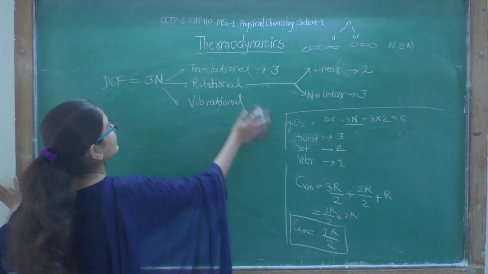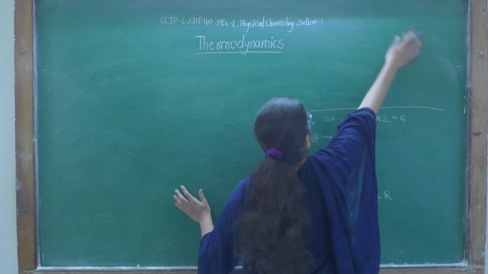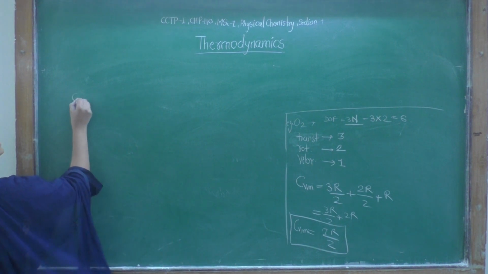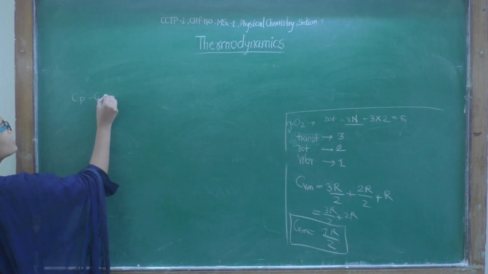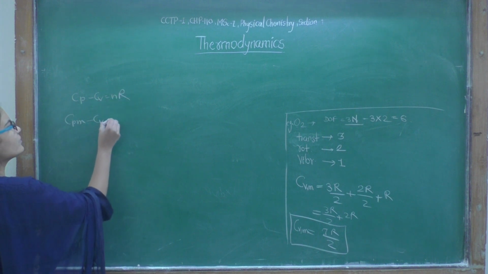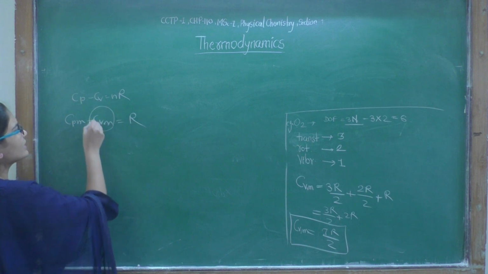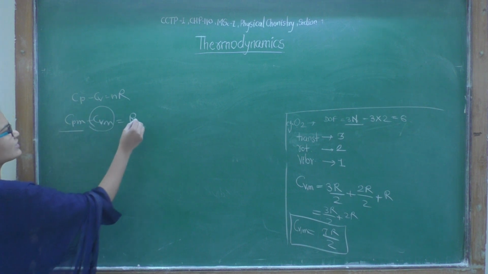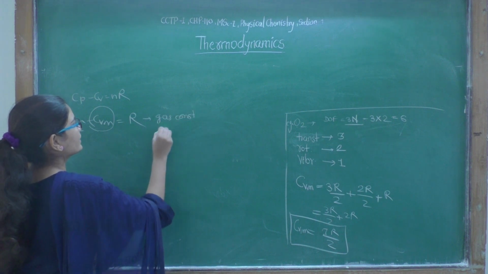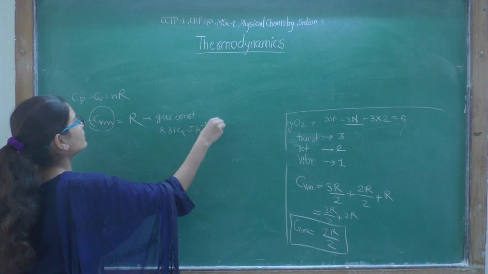Now if we get CVM, then we can also calculate CPM. How? We have already seen the relation. Cp minus Cv is equal to nR, and Cpm minus Cvm is equal to R. So if we know Cvm, then we can calculate Cpm, because R is the gas constant, 8.314 joule per Kelvin per mole.